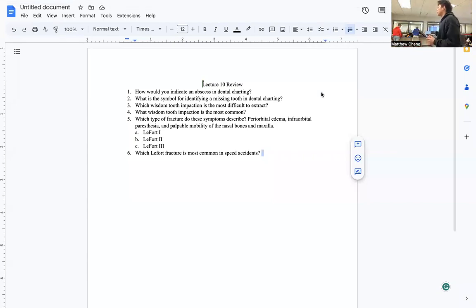All right. Number one, how would you indicate an abscess in dental charting? It would be a red dot. So probably better if that's a set. And then for that whole chart, just memorize that entire chart because you can pull anything from there.